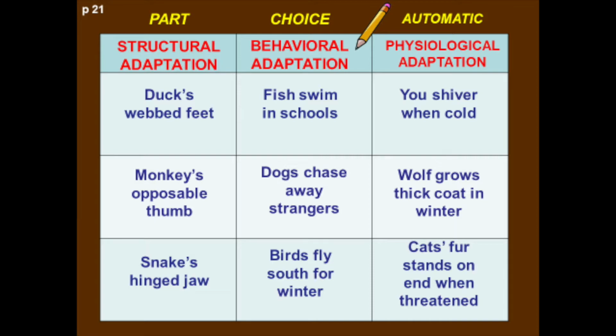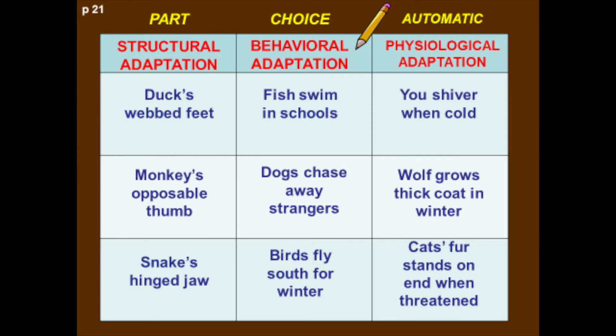The first one includes things like ducks' webbed feet, monkeys' opposable thumbs, and a snake's hinged jaw. These are all examples of structural adaptations. A structural adaptation refers to a body part that an animal possesses. Next, we have an adaptation that includes things like fish swimming in schools, dogs chasing away strangers, and birds flying south for the winter. These are all examples of behavioral adaptations.